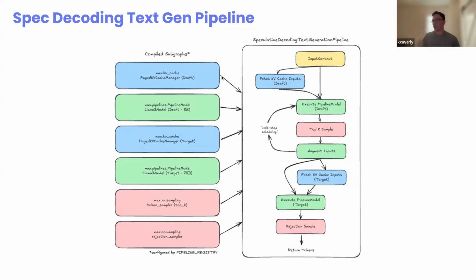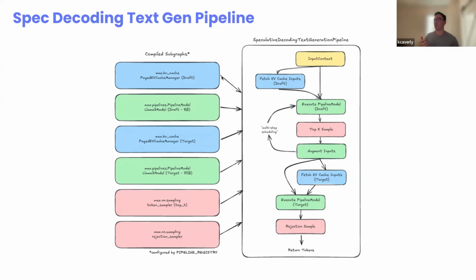In order to construct this pipeline, we'll create two versions of each model. We'll have a Llama 3 model for a draft model, say an 8B model. We'll also have a Llama 3 model for a 70B model. And then we'll have an associated KV cache manager for each particular model, so one for the draft and one for the target.